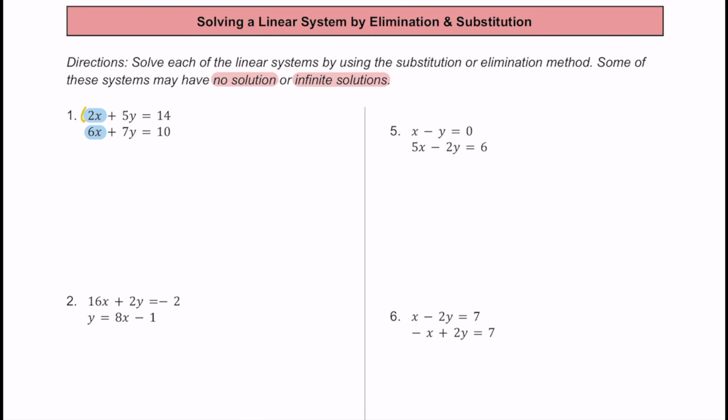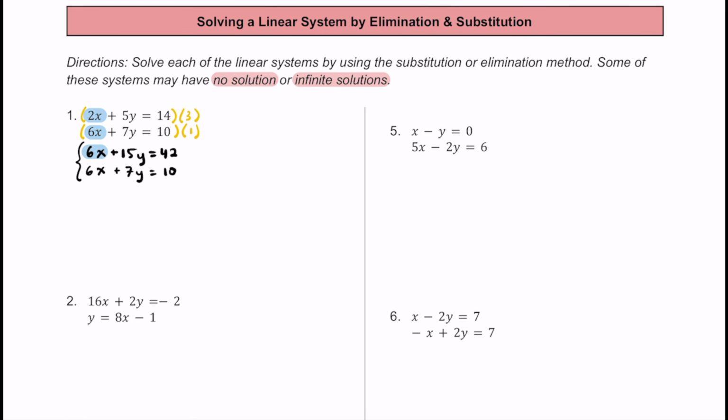Alright, first we're going to multiply this top equation by 3 all the way across. By multiplying the whole top equation by 3, we're going to get 6x plus 15y is equal to 42. We're not going to do anything with the bottom equation just because we already have a 6, but if you really want to write it, we can say we're going to multiply everything by 1, but that's just going to stay the same. We're going to get 6x plus 7y is equal to 10. This is going to be the new system that we're going to use here.